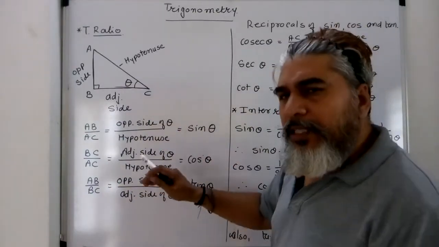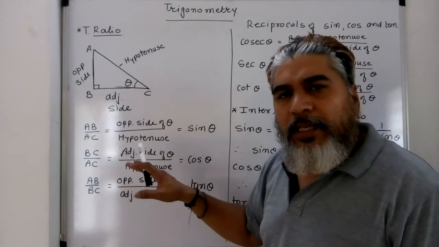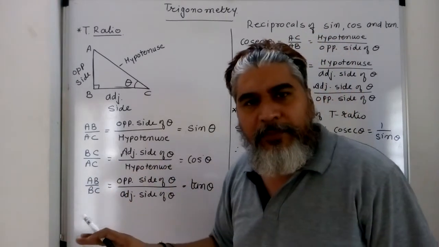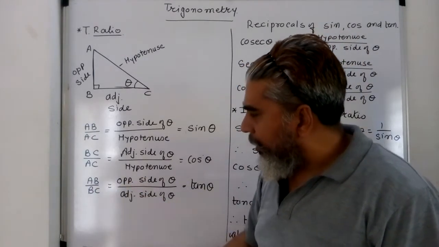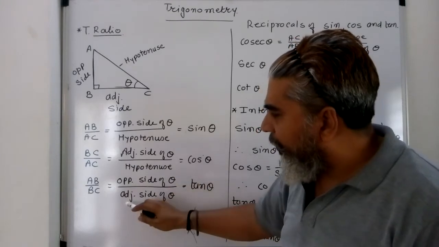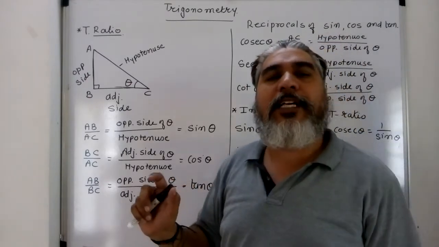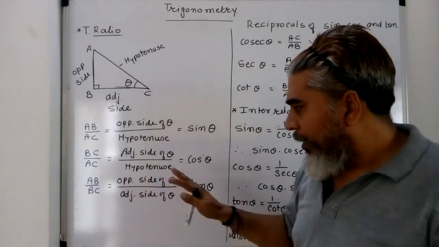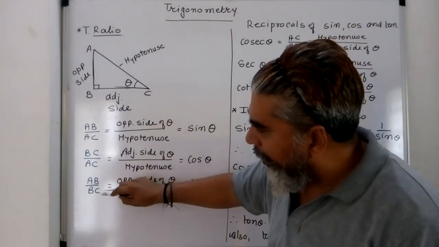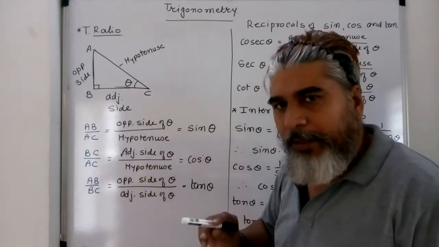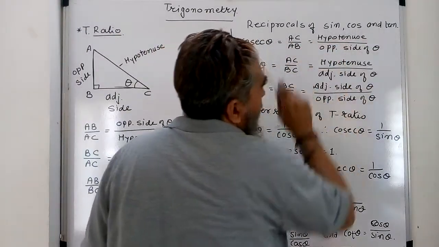The third one is widely used, especially whenever you want to find the slope of a line, then we use tan theta. This AB upon BC, the opposite side of the angle divided by the adjacent side of the angle, is known as tan theta. The full form of tan theta is tangent of the angle. Now the rest of the 3 are reciprocals. For example, BC upon AB, AC upon BC and AC upon AB.